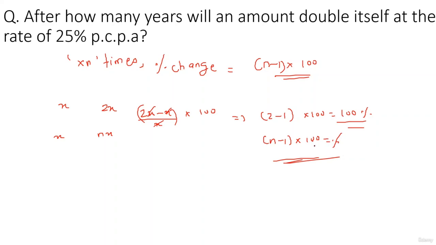After how many years will an amount double itself? If an amount is doubling itself, what is the percentage increase? 100%, right? We need a 100% increase. What is the yearly percentage increase? 25%. So how many years will you require? 100 divided by 25 equals 4 years.